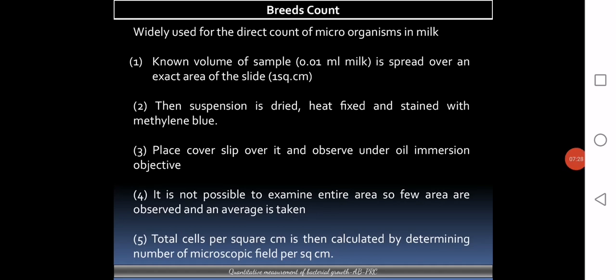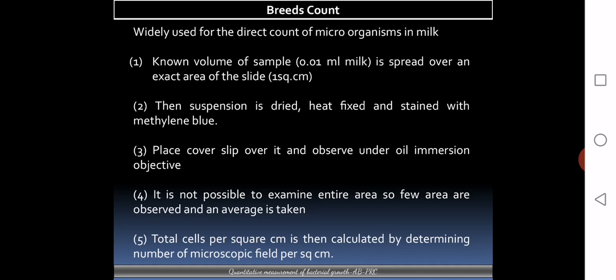This is another method for the direct count of microorganisms, widely used for counting microorganisms in milk. Usually a known volume of sample, usually 0.01 ml, is spread over a slide. Then this is heat fixed, stained and observed under microscope. Then usually we examine a certain area, and the number will be counted from certain fields, and an average will be taken.